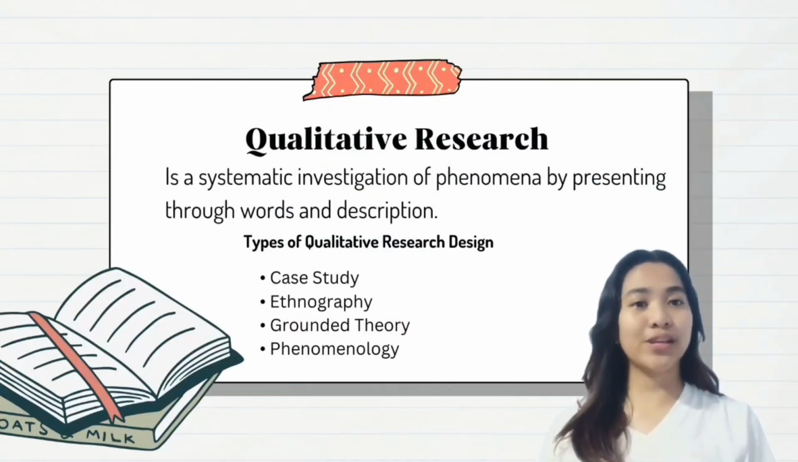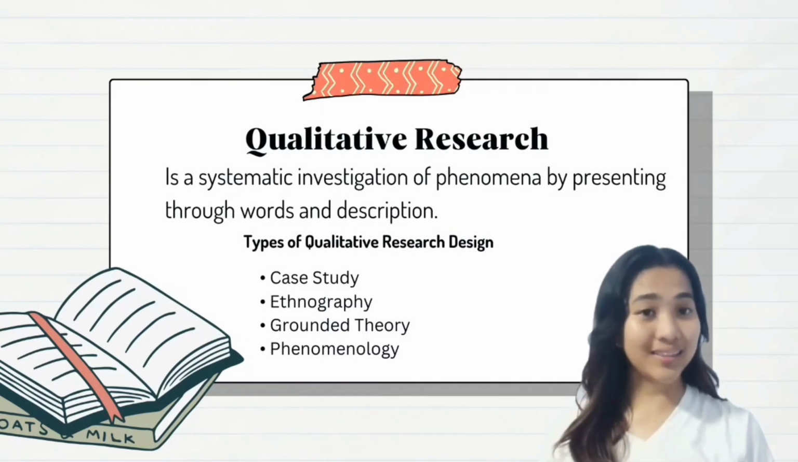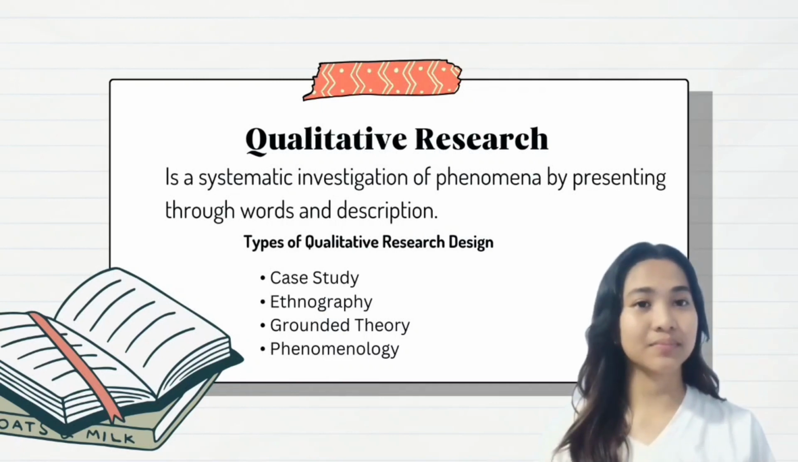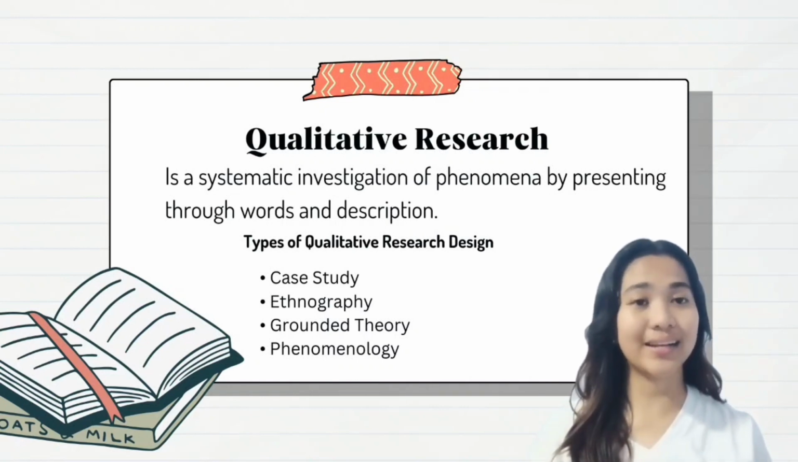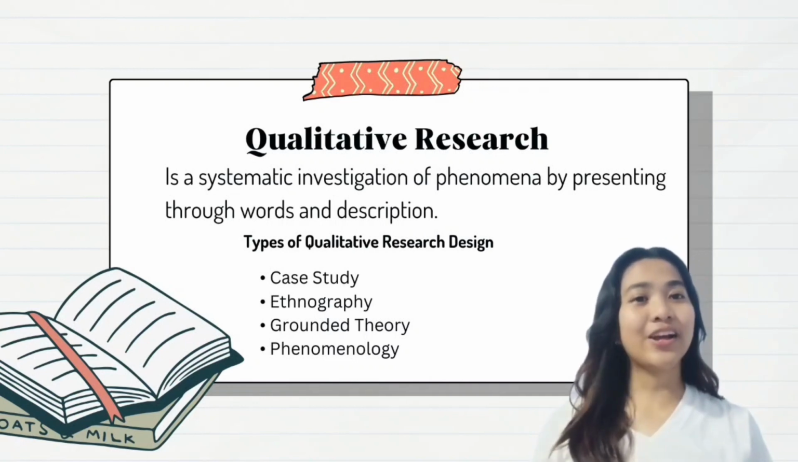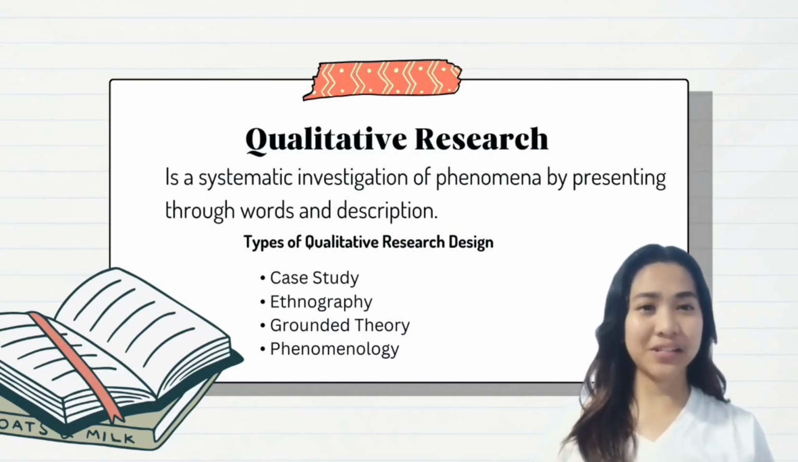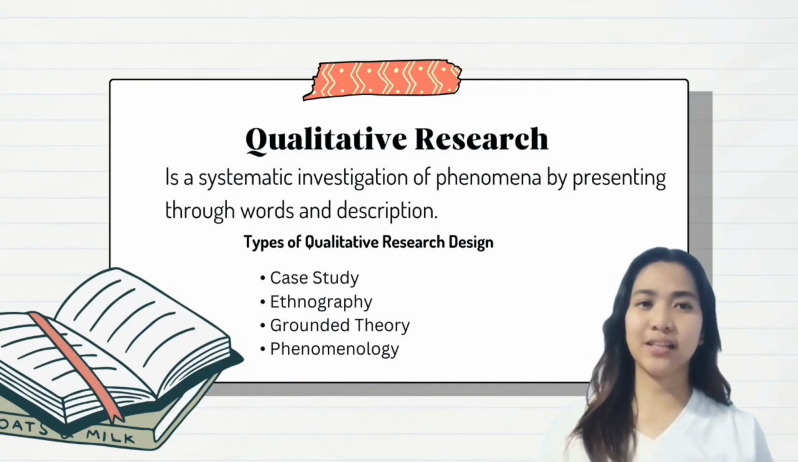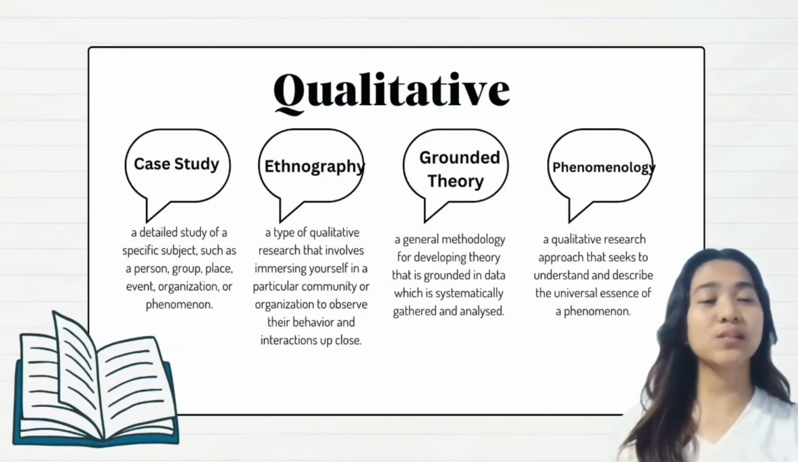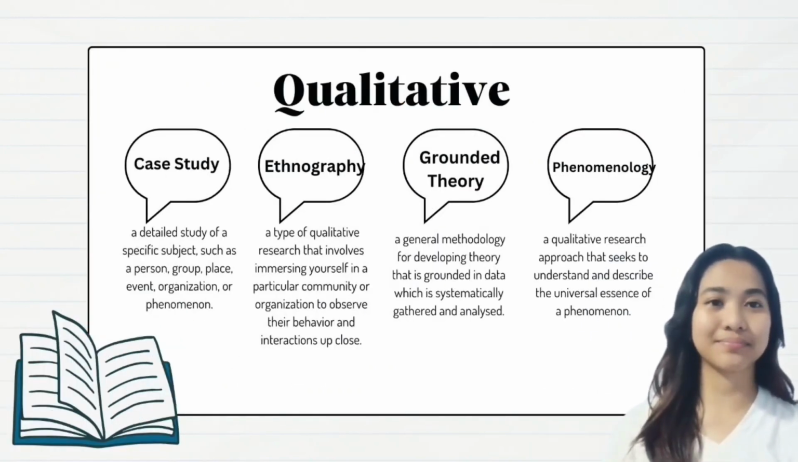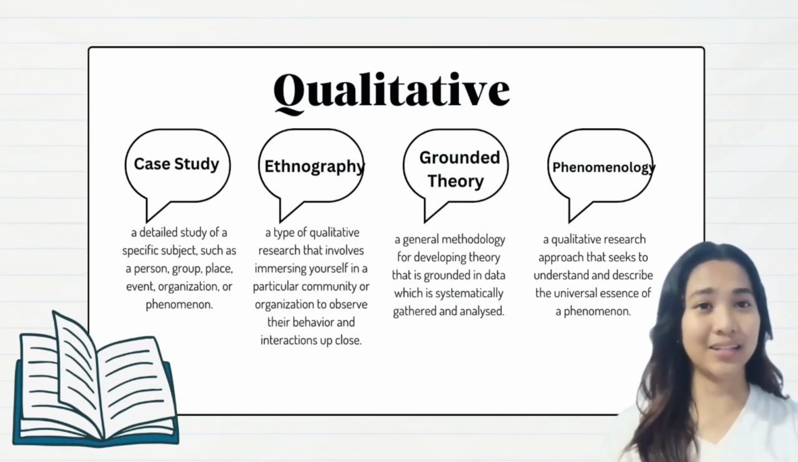A qualitative research design describes qualities and characteristics. It can help us in understanding how, why, or what happened behind a certain behavior. There are different types of qualitative research: case study, ethnography, grounded theory, and phenomenology. Allow me to explain them to you one by one. First is the case study.